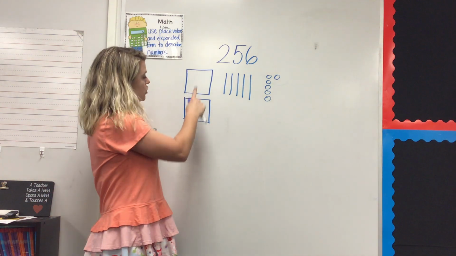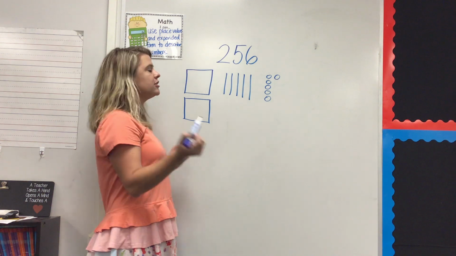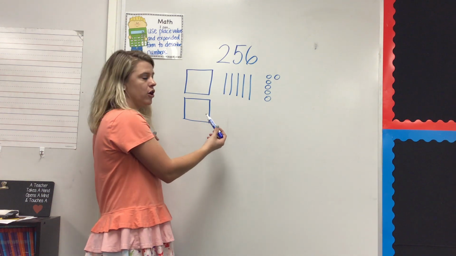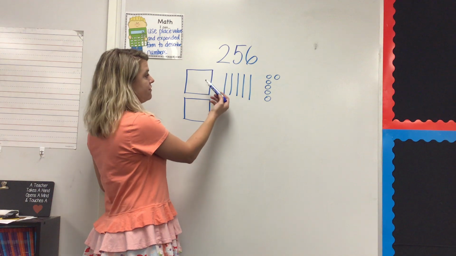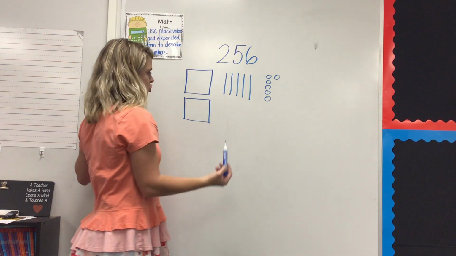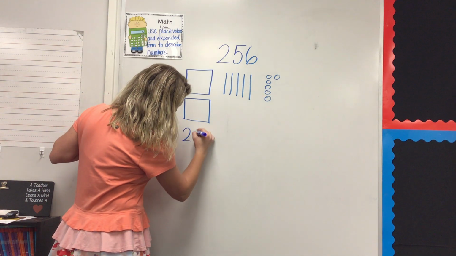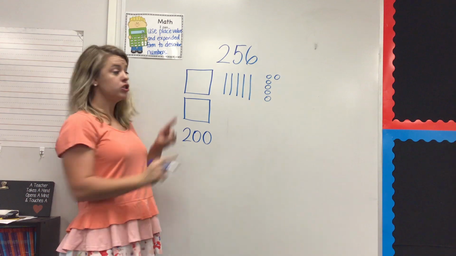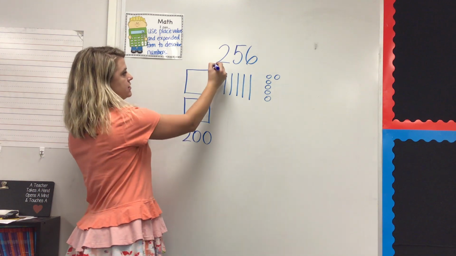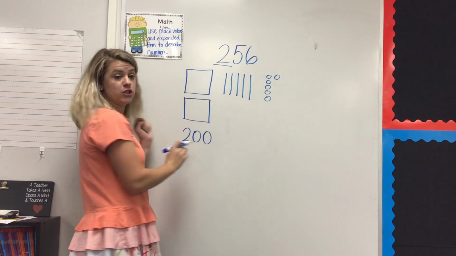So when I see 100 flats, that means I have to count by hundreds. So let's see how much we have in our hundreds place. Here we go. We have 2 of them, so I would say 100, 200. Okay, so I'm going to write the value of that in right here. Okay, so 200 flats, 200.